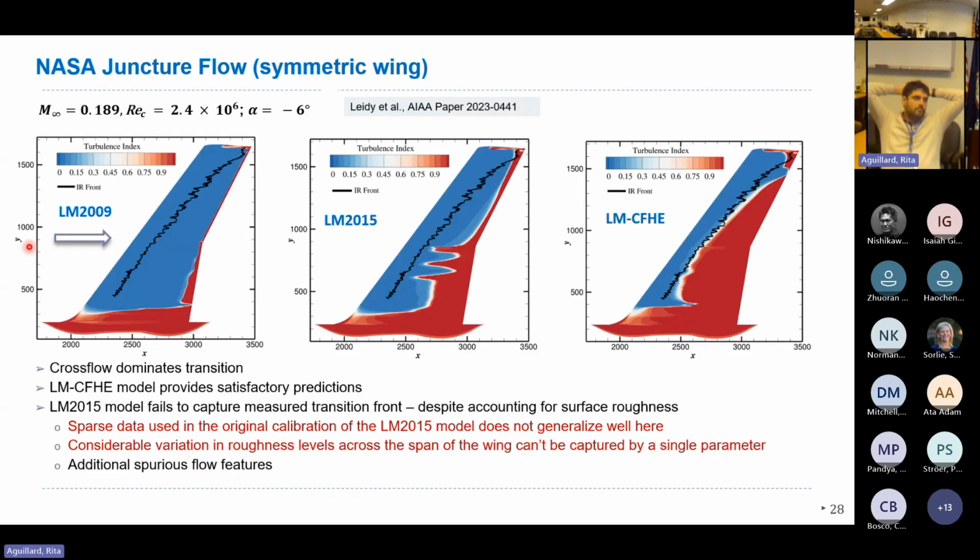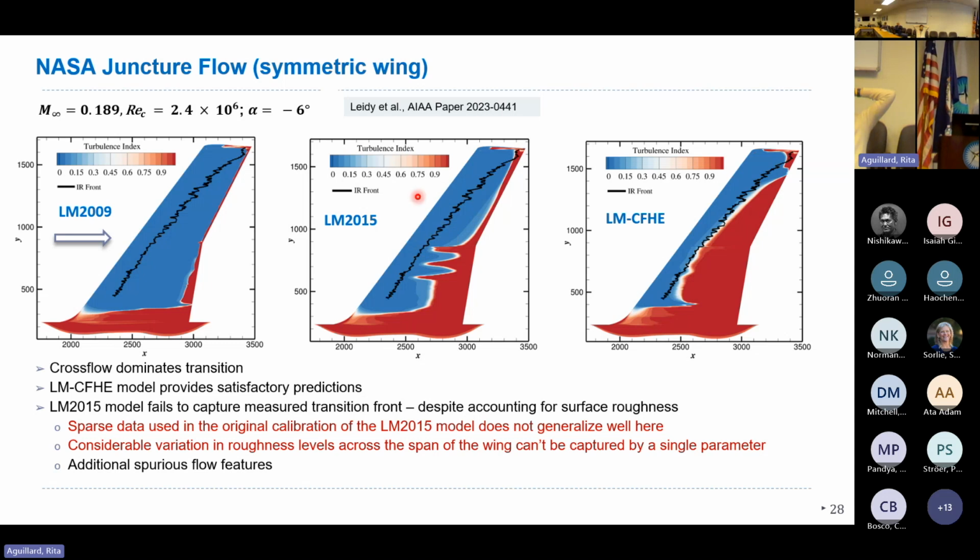This is again the juncture flow where we did the dual N factor calibration and we got good results. Here, this is the 2009 model, which has no crossflow. It can only model TS. Blue is laminar, red is turbulent. You can see that it's predicting a much larger laminar region, not capturing the measured front. The roughness-based crossflow model is again not doing very well. It's capturing some regions, but we are just reading into the results.